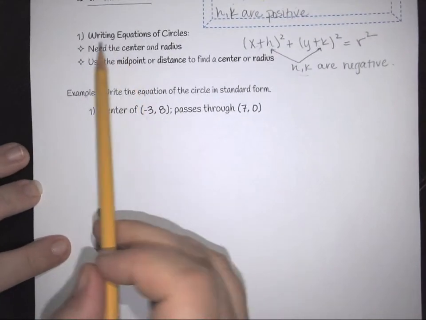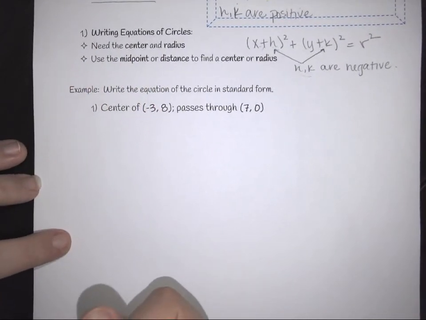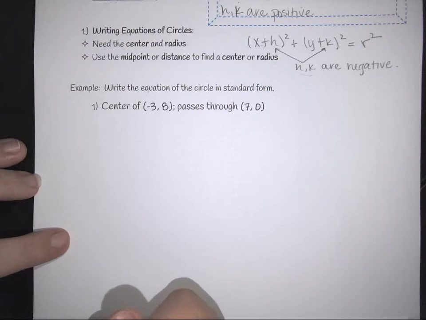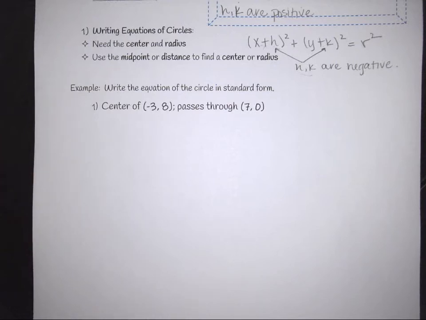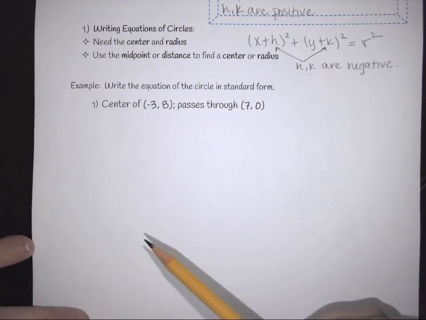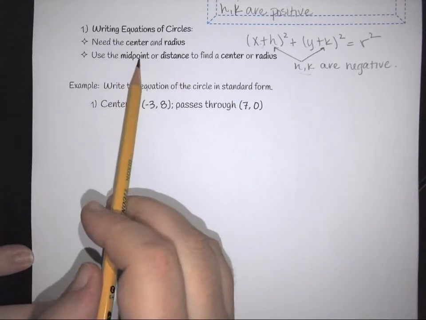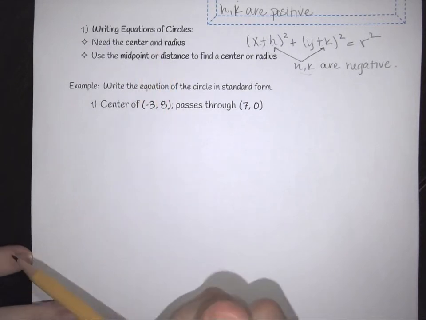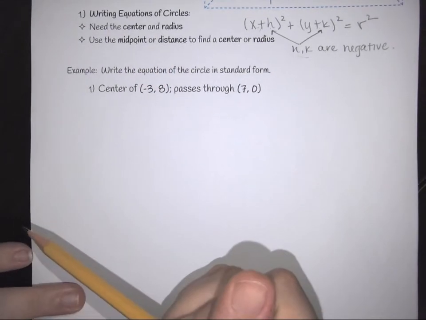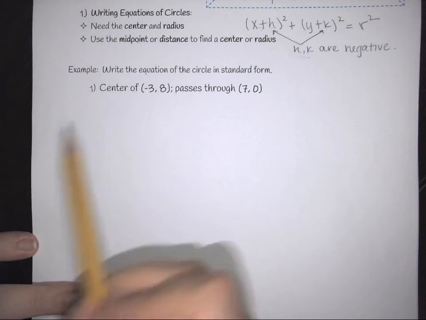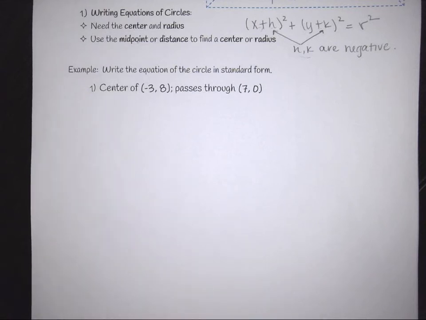Alright, now with that, we have to be able to know how to write the equations of circles. In order to do that, you need to have a center and a radius. Sometimes it's given, sometimes it's not. If they're not given, you would use midpoint and distance in order to find them. So let's do a couple examples. Here, I'm telling you that the center is negative 3, 8, and it's passing through the point 7, 0.